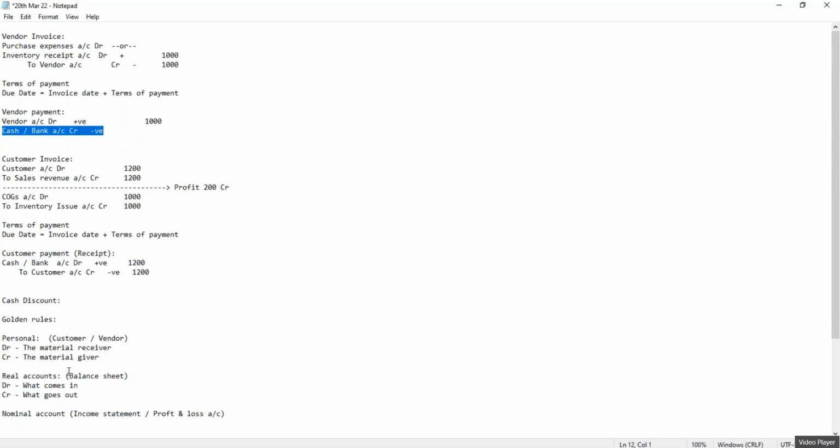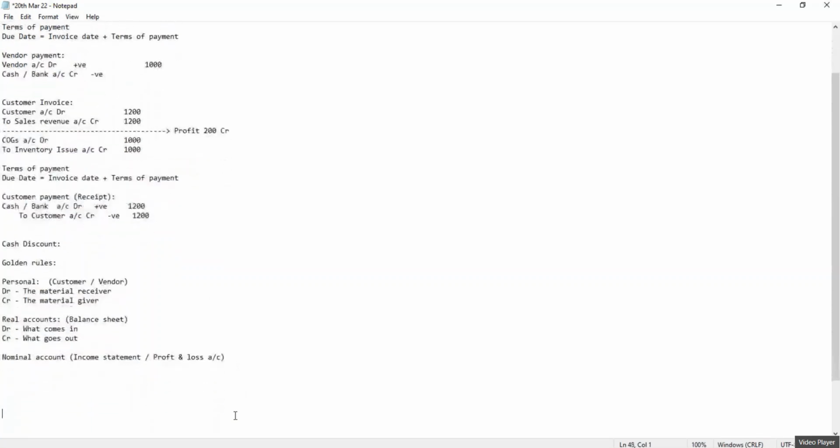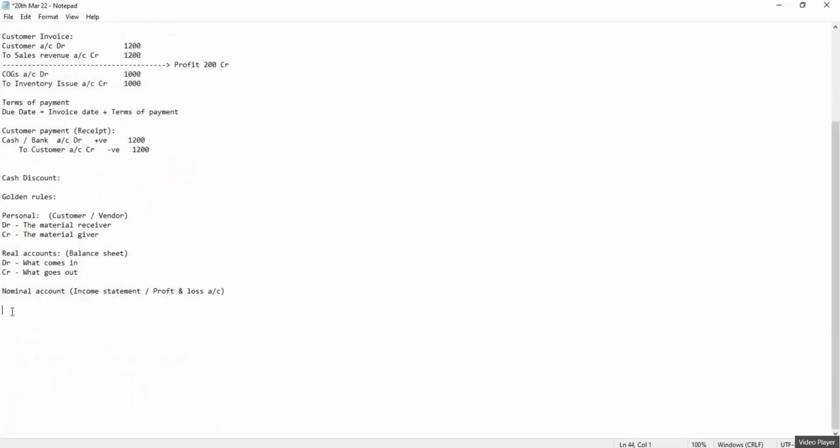So during balance sheet items, cash or bank, what comes in? Here, what goes out. And nominal accounts are incomes. Nominal accounts means what it is. Can anyone tell me? Debit all expenses and losses. All expenses and losses. Credit all incomes and gains. All incomes and gains.